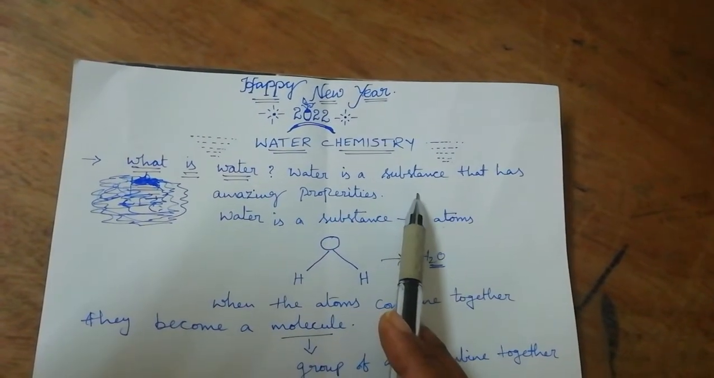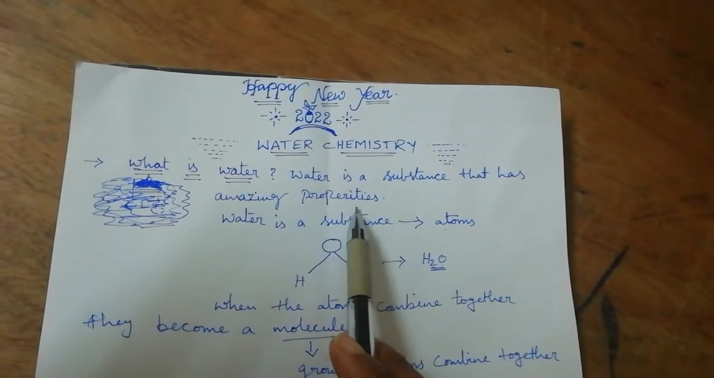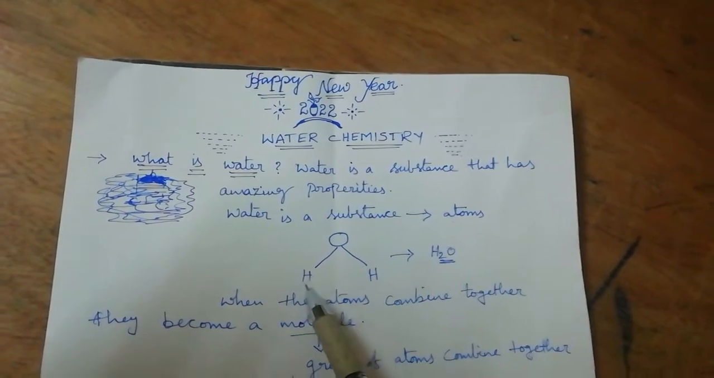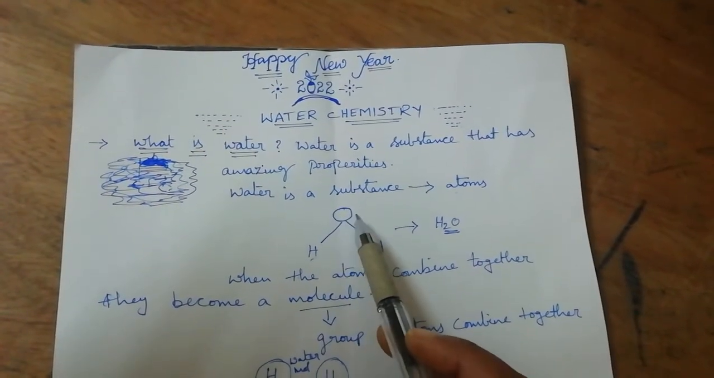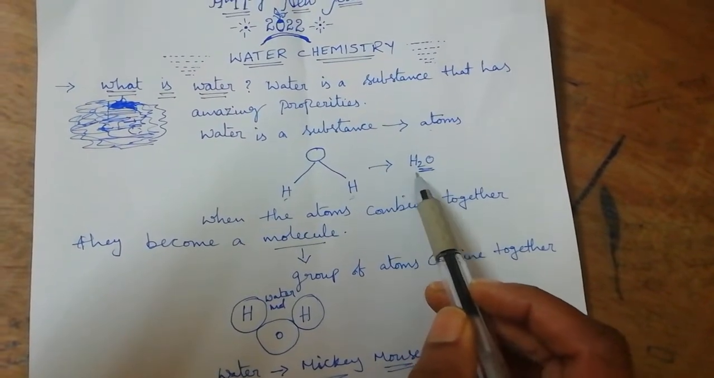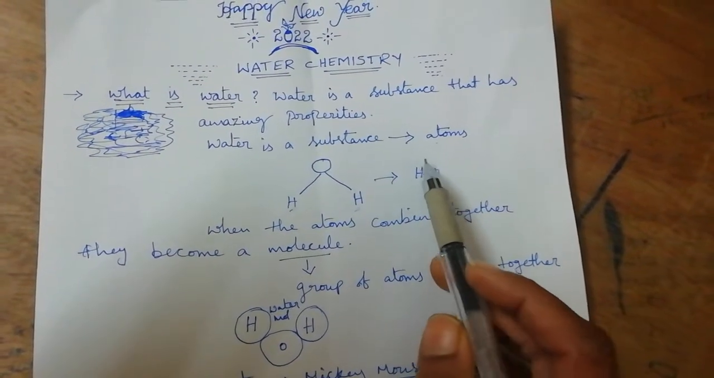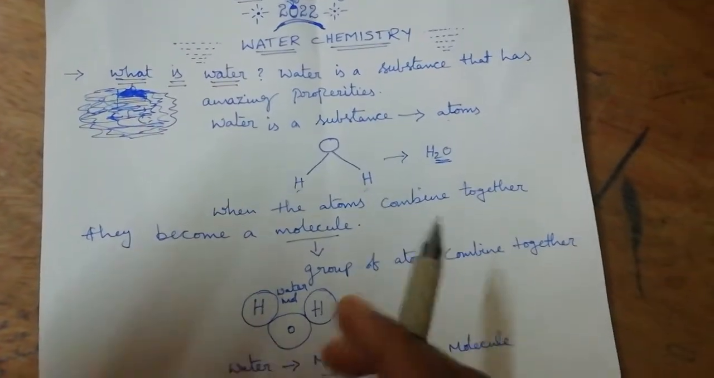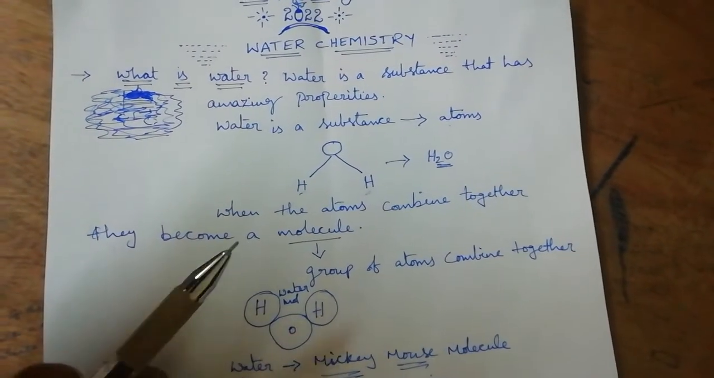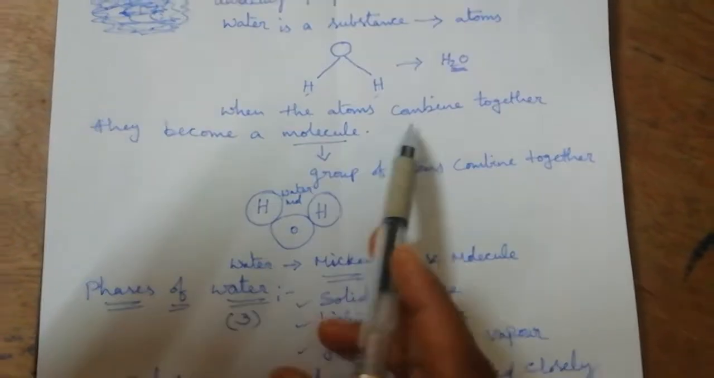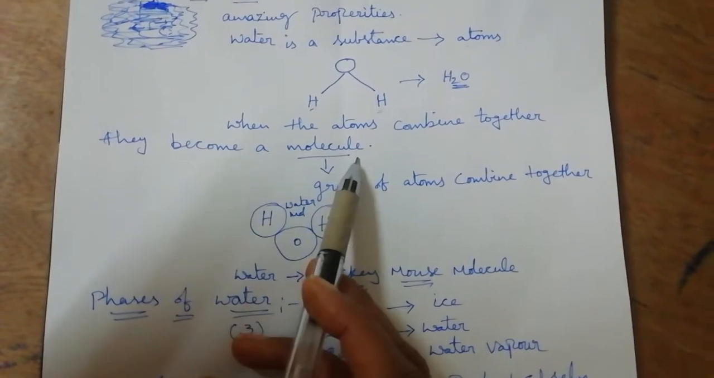Water is a substance first of all, and that has amazing properties. Water is a substance. It is made up of two hydrogen atoms and one oxygen atom. That is called in chemical equation H2O. So how is this H2O formed? The reason is two hydrogen atoms and one oxygen atom. An atom is the smallest particle of a chemical element. When the atoms combine together, they become a molecule.